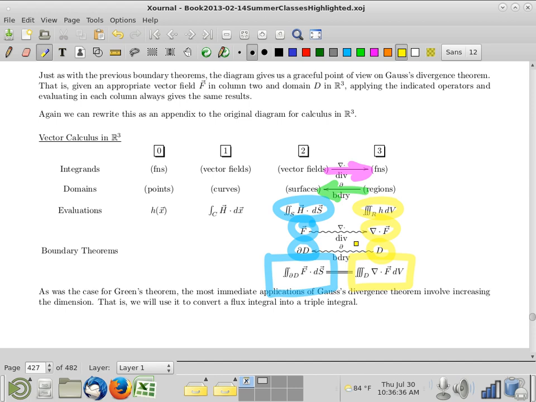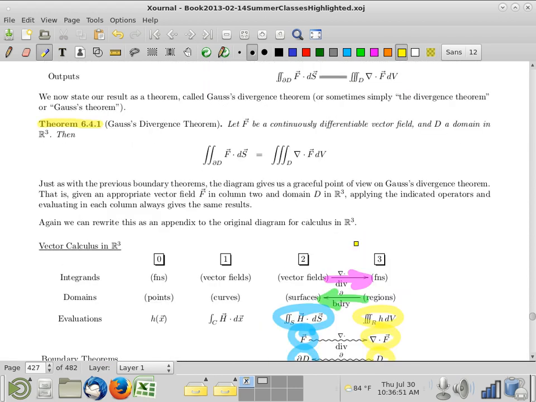So again, just in terms of the way the diagram ends up looking, it smacks exactly like the fundamental theorem of calculus, fundamental theorem of line integrals, and Green's theorem. And now Gauss's divergence theorem. So let's see, I wrote this as a theorem here. And there it is. Everybody good?